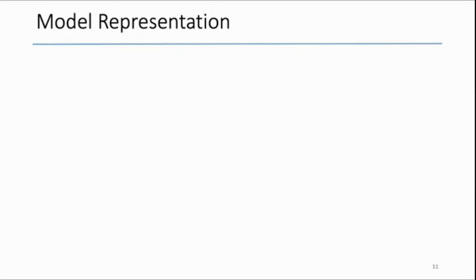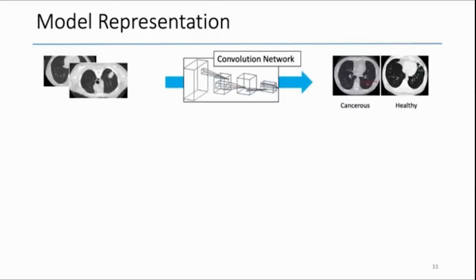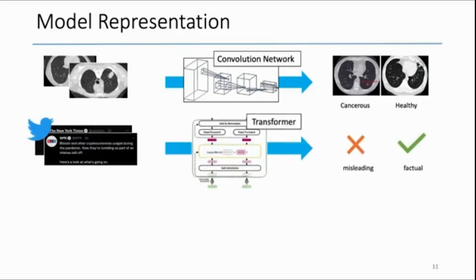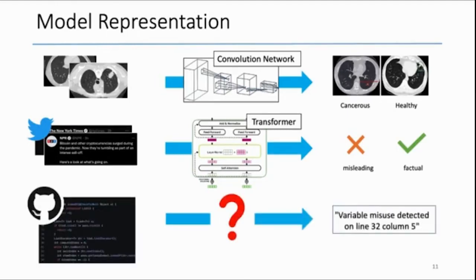Now, that raises an interesting question. How do we represent the model for code? Now, we know how to do this for images, right? So there was this groundbreaking result of using convolutional neural nets for representing images about a decade ago. We also know how to represent natural language text, right? And the state-of-the-art model is what is called a transformer. But that begs the question, what is the right representation for code, right?